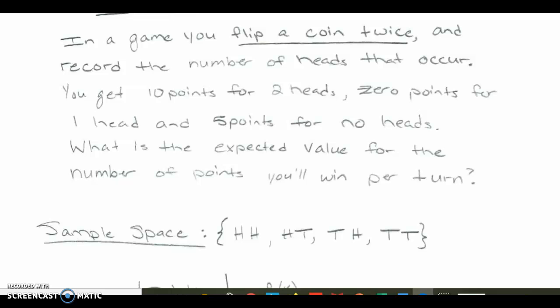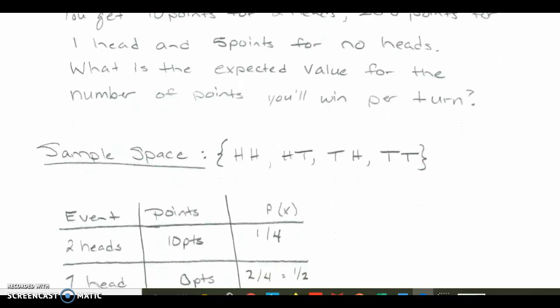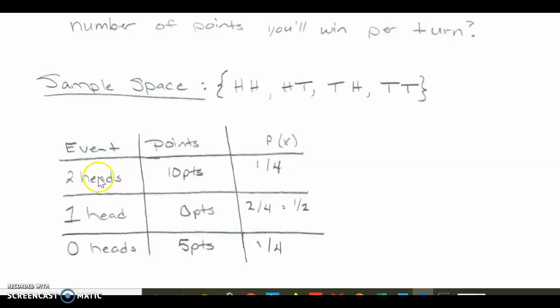Now let's make a little chart because we have several things going on here. 10 points for 2 heads, 0 points for 1 head, and 5 points for no heads. So you've got several different pieces. Let's make a little table here. In the event that you flip 2 heads, you get 10 points. Well, what's the probability of getting 2 heads? You look back at your sample space. There's only 1 time out of 4 where you will receive 2 heads. So your probability of flipping 2 heads is 1/4, and you get 10 points for that.